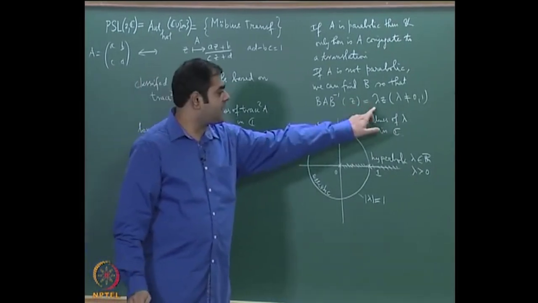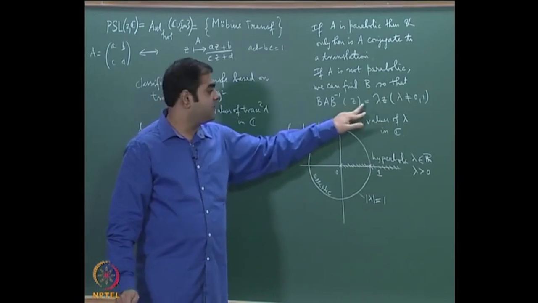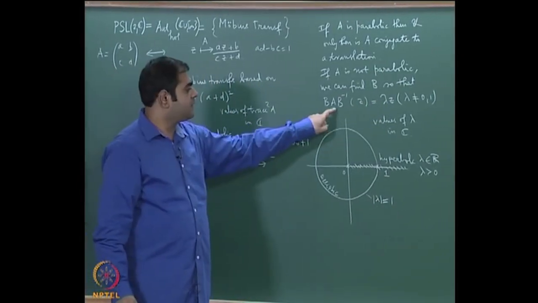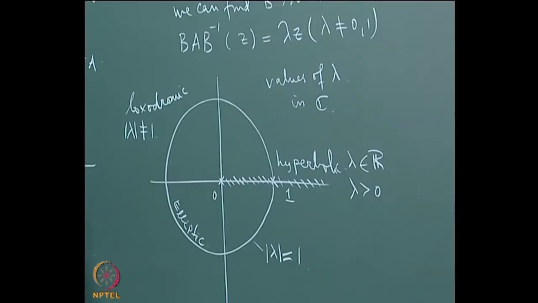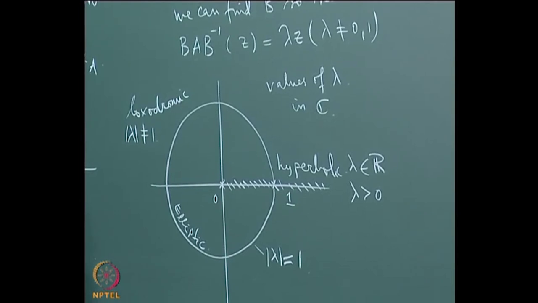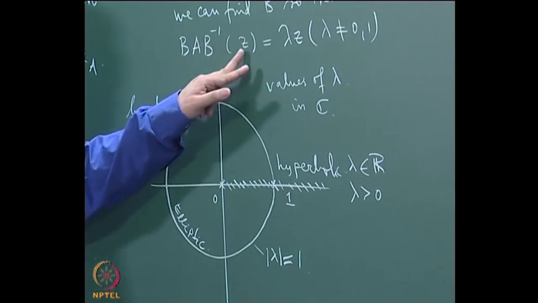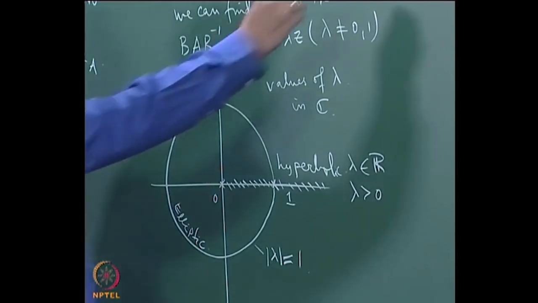And what is that lambda? Lambda belongs to the special form z going to lambda z, which you get after conjugating A by a suitable Mobius transformation B. After all, if you remember, B was chosen in such a way that B A B inverse has fixed points 0 and infinity, and that's why B A B inverse had to be of the form z going to lambda z. So this is to recall what we did last time.